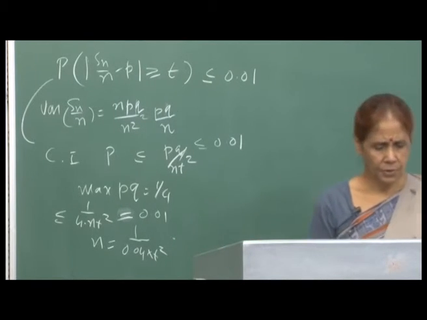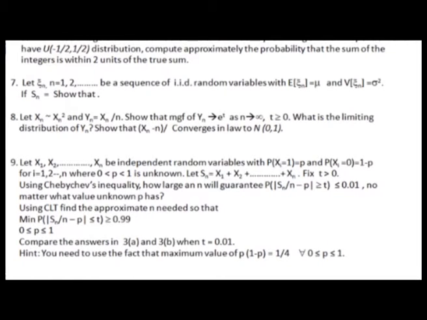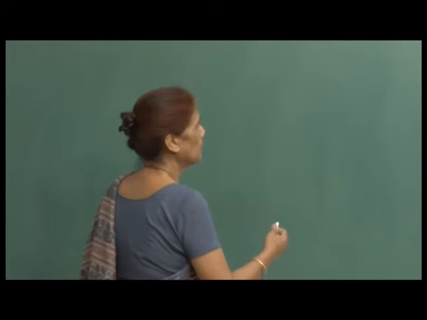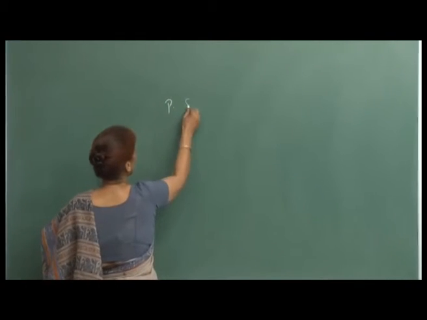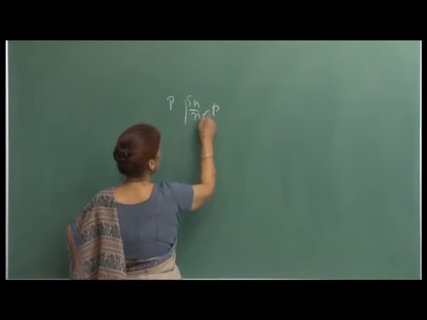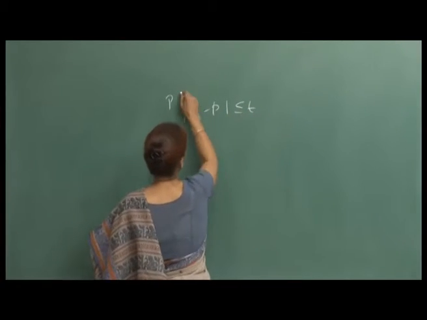Now, part 2 says that using CLT find the approximate n needed. Here you see it has put the word minimum of this probability, and the probability here is the complement of the event that you had in part A, right. So, it is the same thing, because here the probability of less than t is greater than 0.99. But the minimum part I will explain again here, because this is now by the central limit theorem, minimum this.